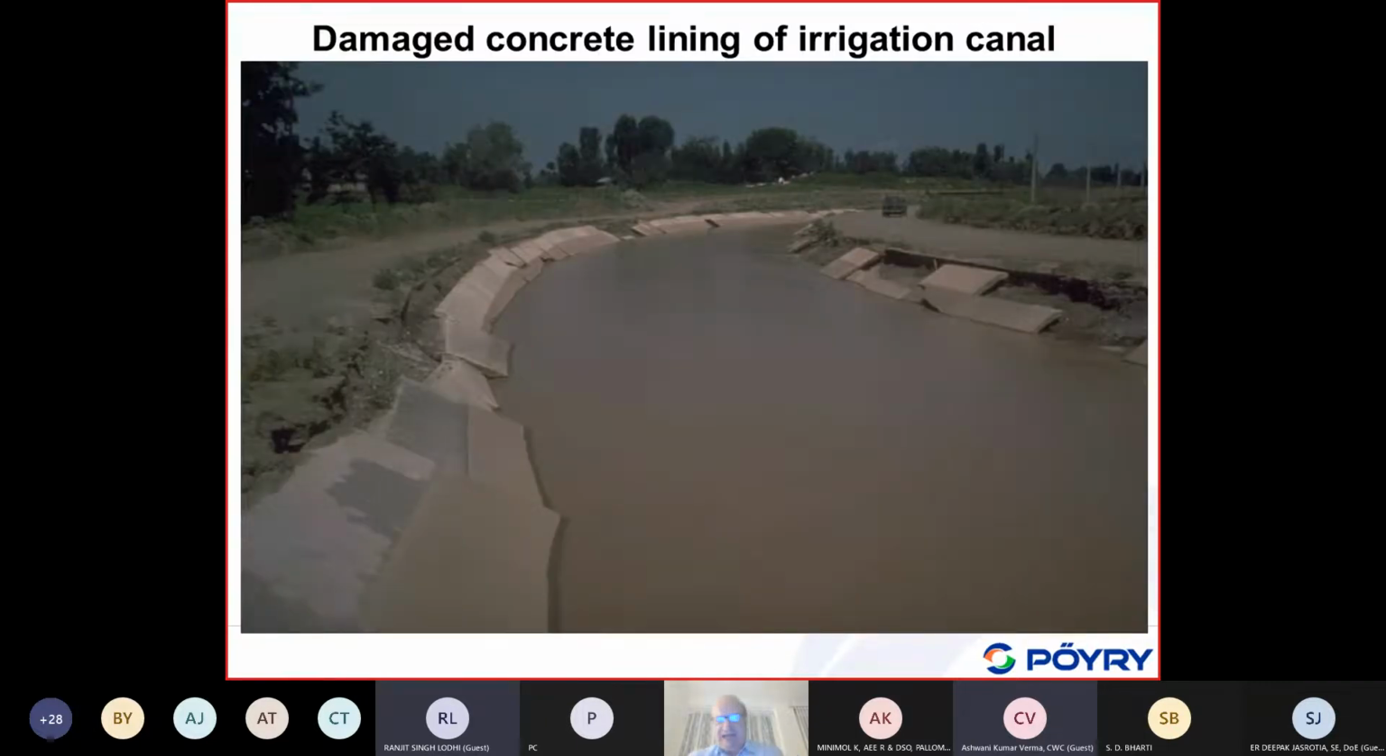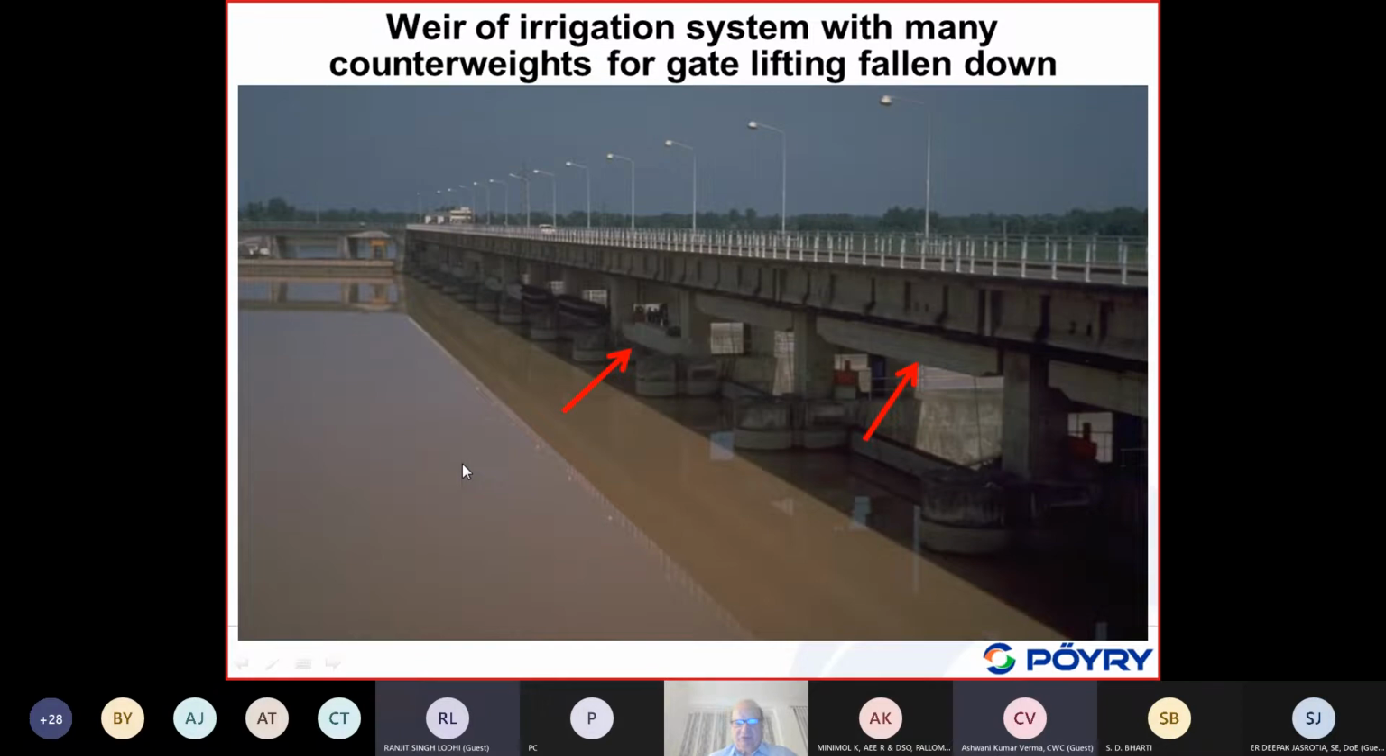Now, this dam is used for irrigation purposes. It's an important project for irrigation, as I mentioned. So there are some irrigation canals, and you can see here the lining of this canal, concrete lining. It also basically failed. So the irrigation system has also been affected. Moreover, here is a diversion also for this irrigation system, which was about 20, 30 kilometers downstream of the dam.